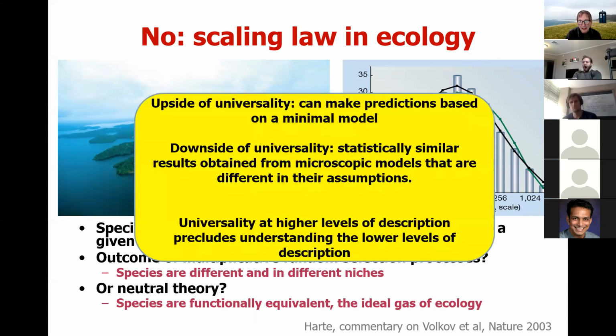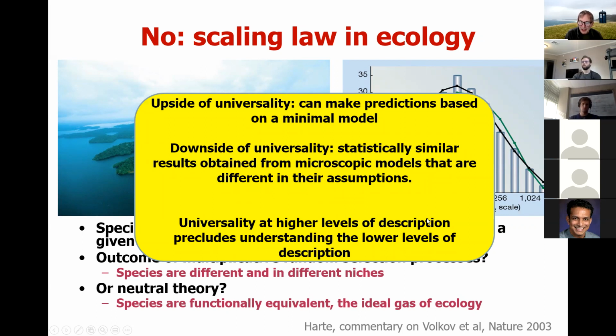So here you have a situation where you have two diametrically opposed types of models, one which is based on the process, one which is just based on statistical fluctuations and knows nothing about the process, and they give you the same answer. So we've learned something very interesting about emergence. The other side of universality is that you can make predictions based on a minimal model. The downside is that statistically similar results are obtained from microscopic models that are different in their assumptions.